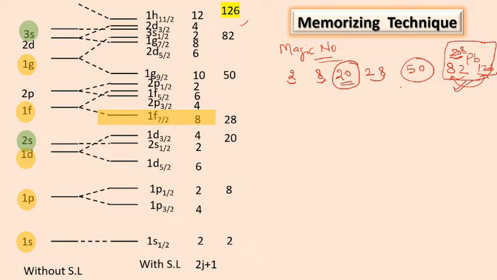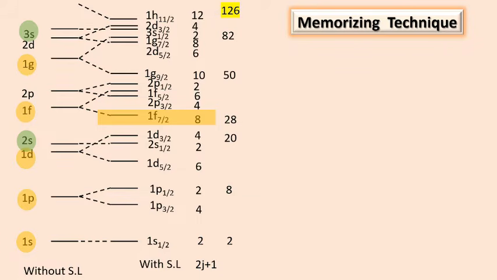In this way I memorize these, but if you find some other way suitable for yourself, you can remember that. Fine. Now, how to remember this, which seems very complicated? No need to be scared about all this. Simple. First, write 1s, 1p, 1d, 1f, 1g, and so on. Beyond this, we are not going.